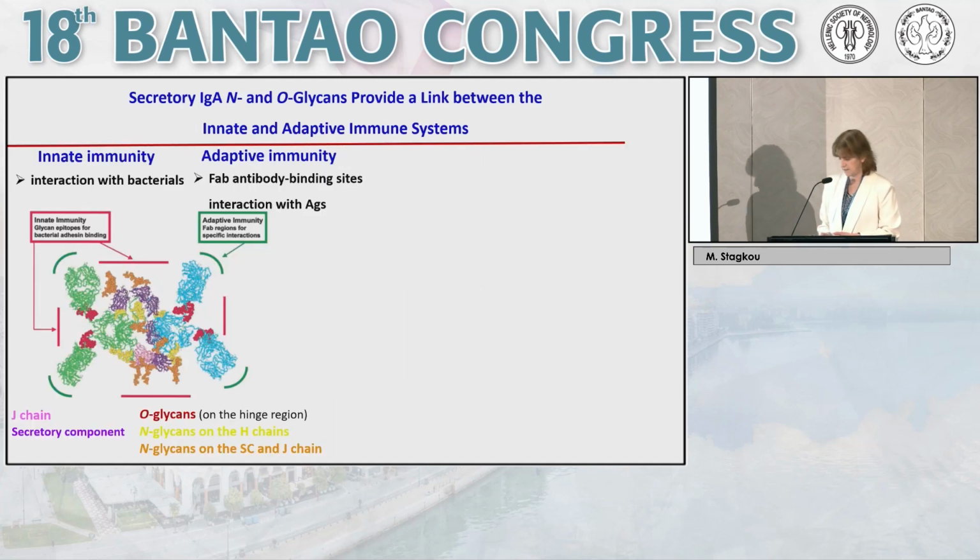Here again, we see the molecule of IgA. We can see the green and the yellow molecules, which are the heavy chains of IgA, the pink one, which is the J chain, and the secretory component, the purple one. All the others, the yellow, red, and purple, are the O-glycans. The molecule is mostly covered by O-glycans, and just small parts are free, and they are active for immunity, for both innate and adaptive immunity.